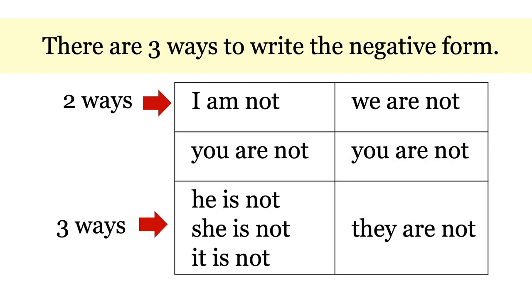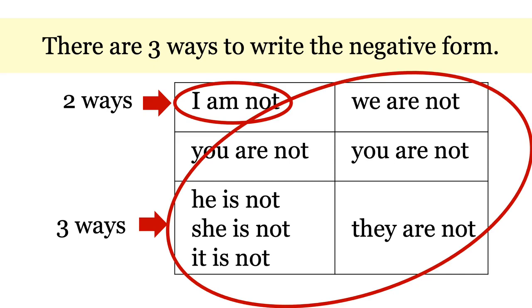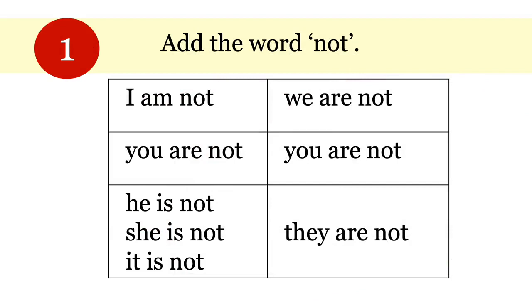Let's take a closer look. There are 3 ways to write the negative form. Actually, that's not true. There's only 2 ways for I am, for first person, but there are 3 ways for all of the other forms. Let's look. The first way, you know, add the word not. I am not, you are not. This is simple.